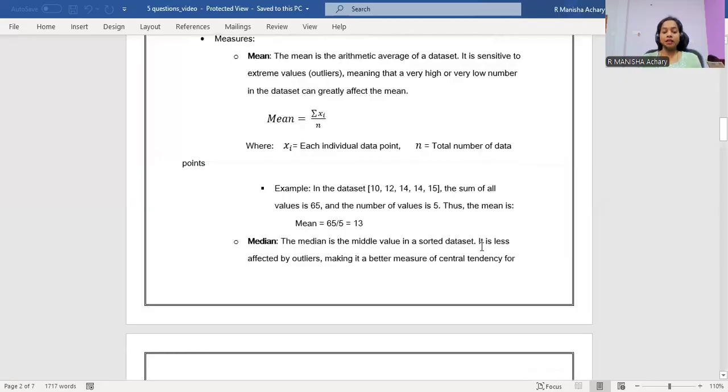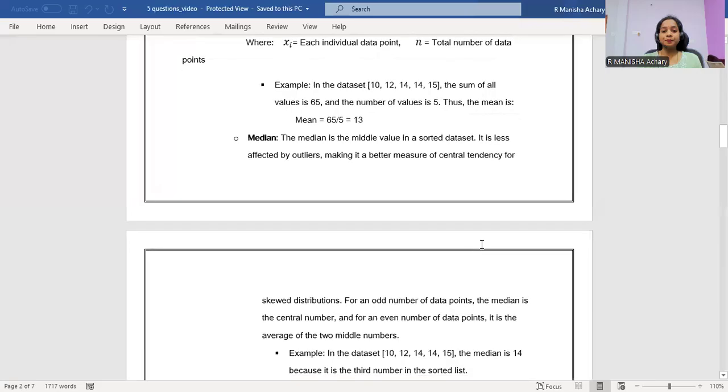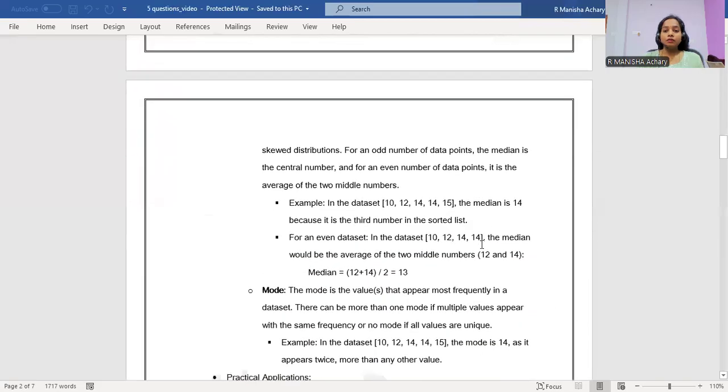Next is median. What is median? The median is the middle value of a sorted dataset. It is less affected by outliers. And for an odd number of data points, the median is the central number. For an even number of data points, it is the average of the two middle numbers.